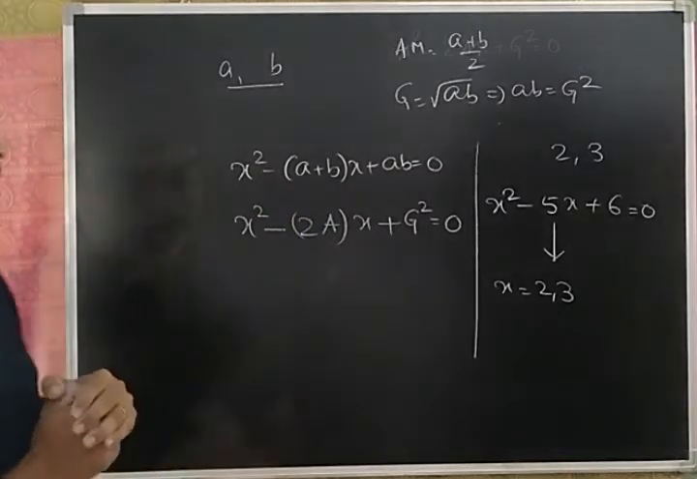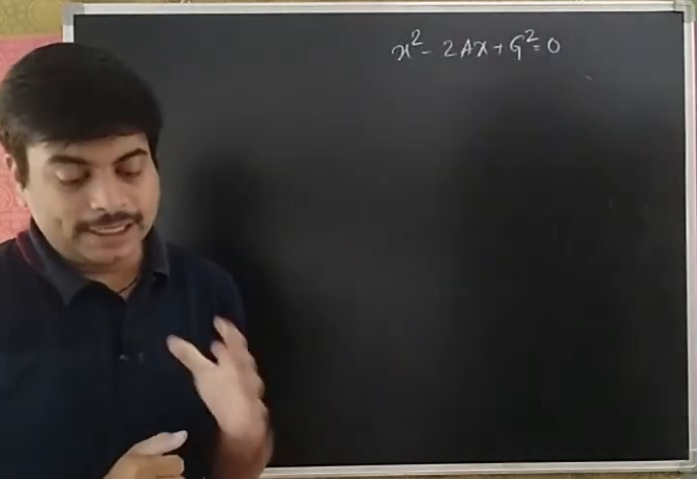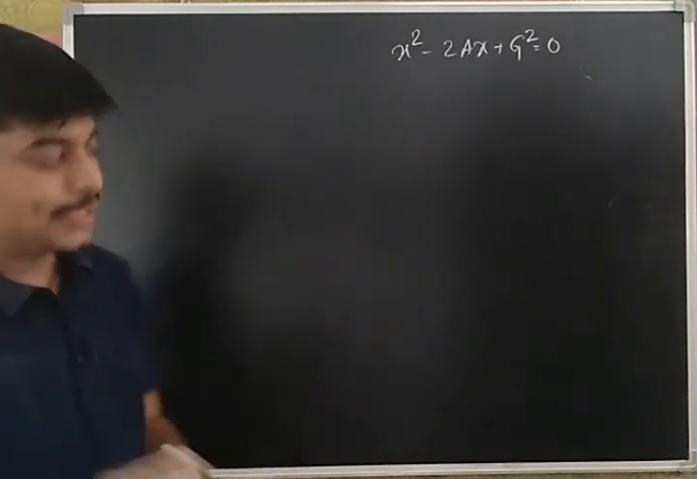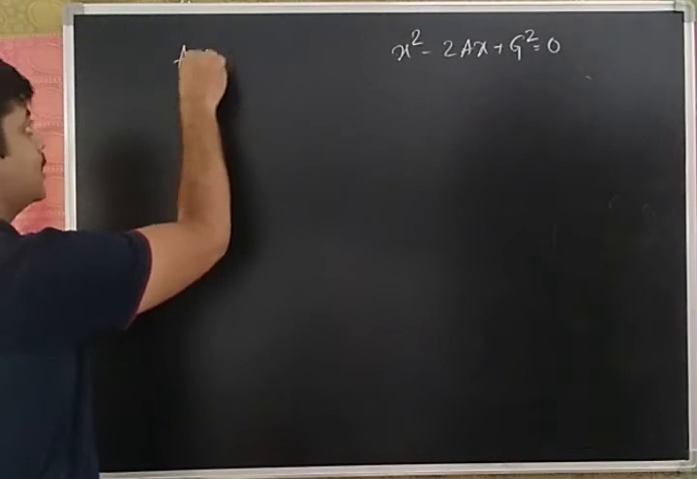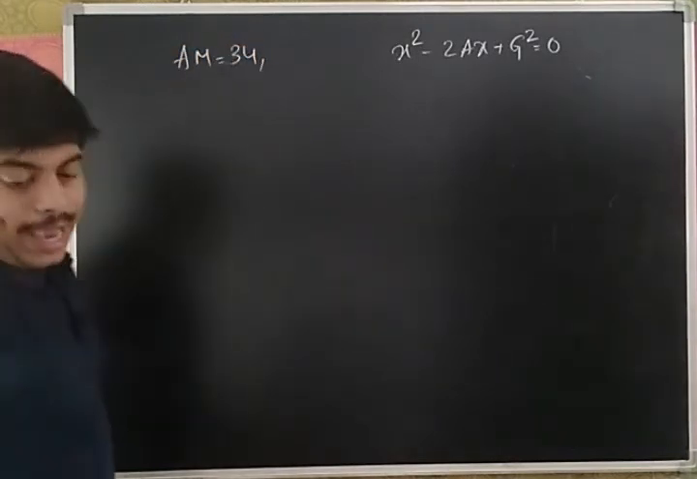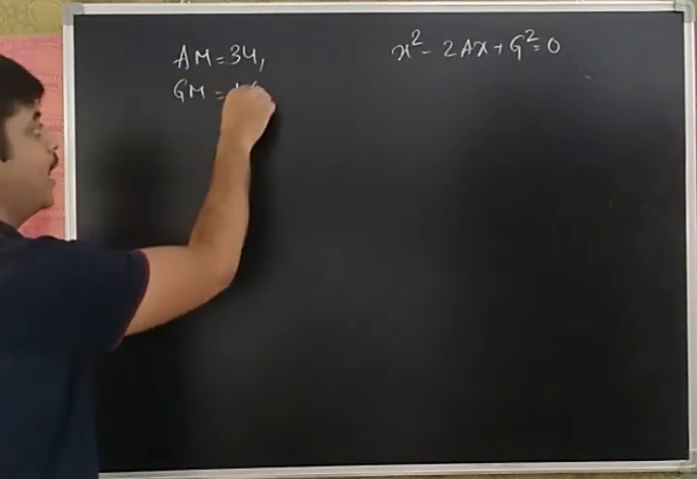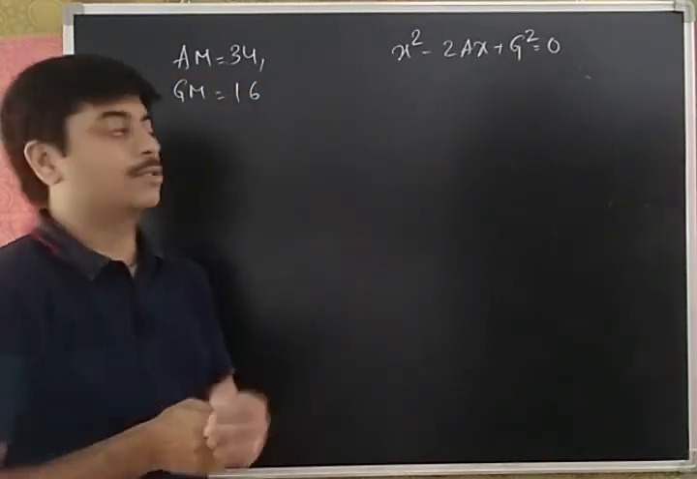Let us take one small example. Find two numbers whose arithmetic mean is 34 and geometric mean is 16. So we need to find both the numbers. So we have an equation.